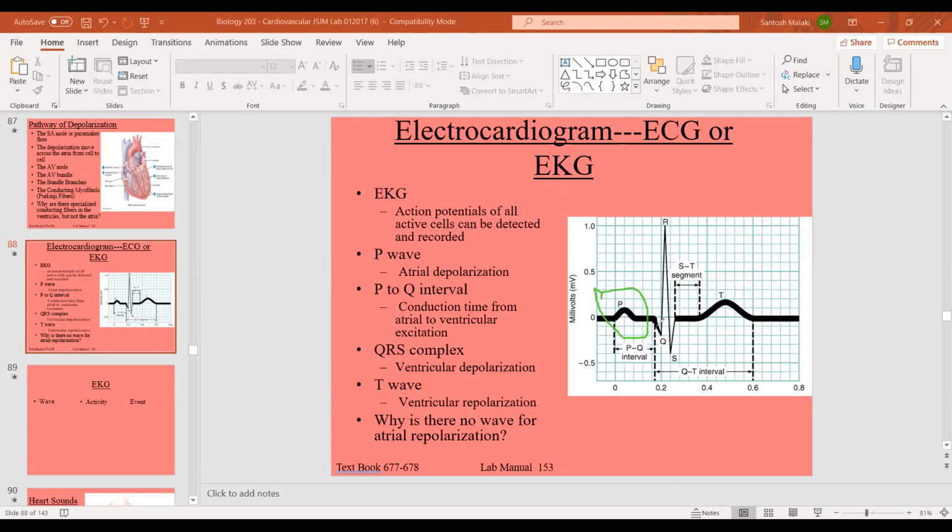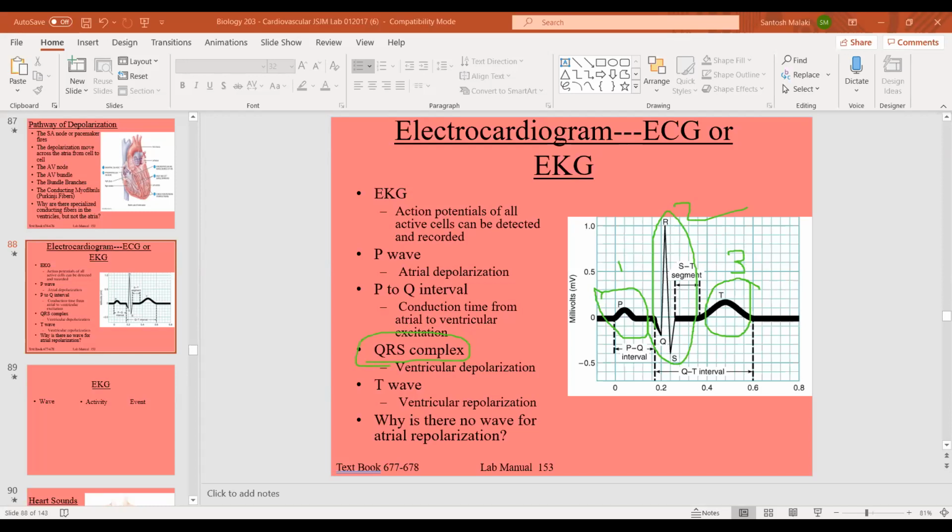The second is a set of three activities that is referred to as the QRS complex, because it has three waves. It has a Q wave, it has an R wave, it has an S, it occurs together, so we call it the QRS. And then finally you have the T wave. So this is number one, this is number two, and this is number three.